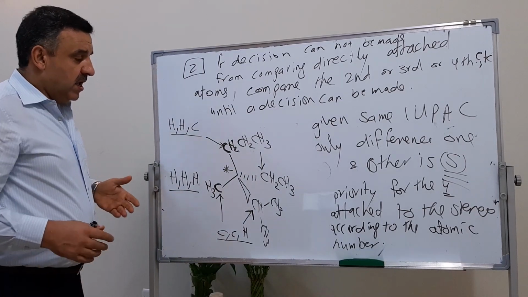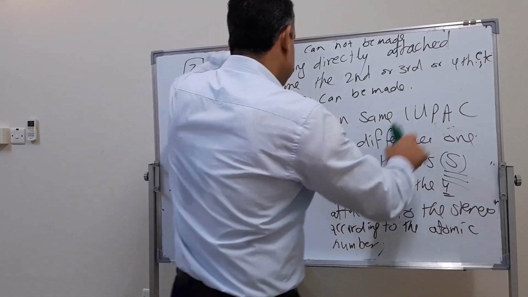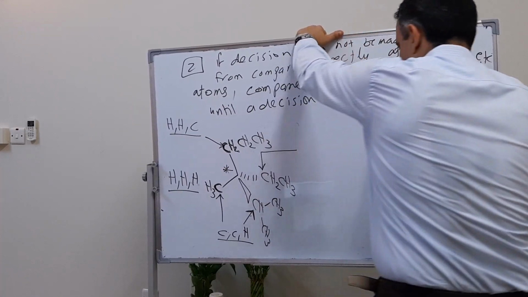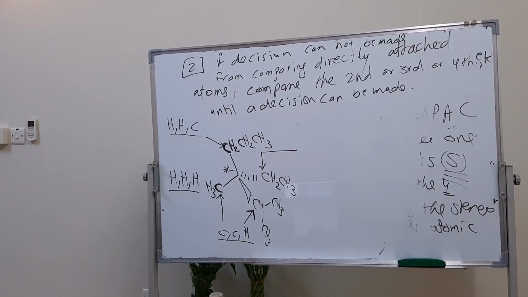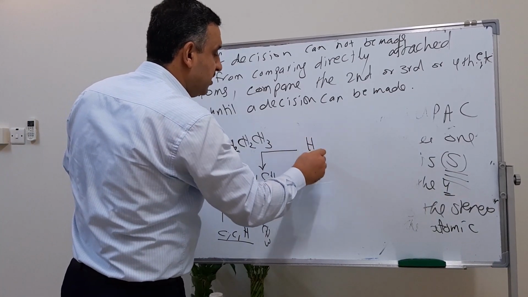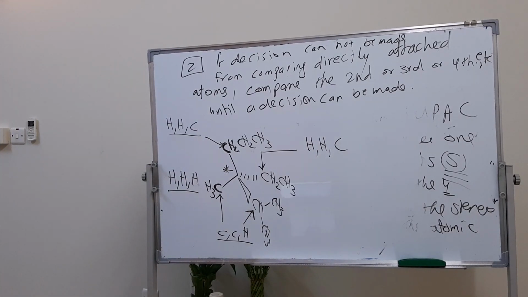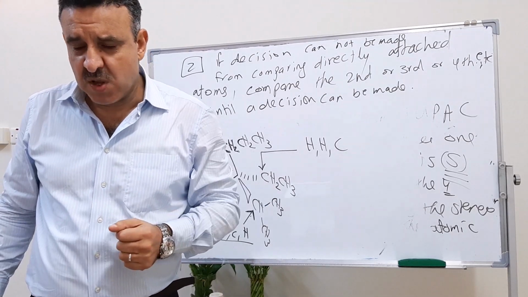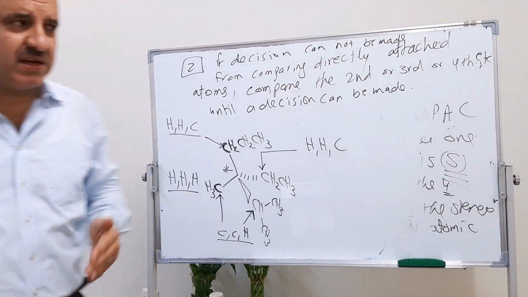So, what are the atoms attached to this carbon here? The atoms attached to the last carbon are what? Hydrogen, hydrogen, and carbon. Exactly. Hydrogen, hydrogen, and carbon. It's very obvious now. We can conclude something from this comparison. Which is number 1, the highest priority?